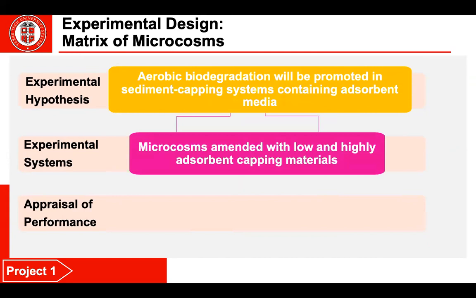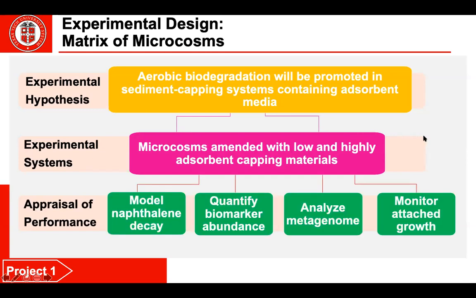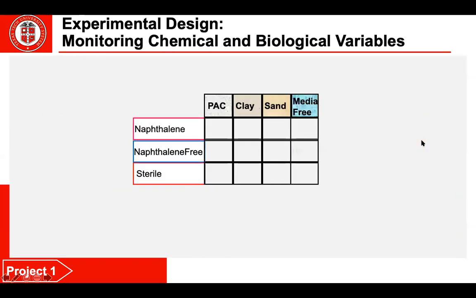We did examine both highly adsorbent capping materials, the clay systems and the activated carbon systems, and the low adsorption materials, being sand and no capping. We used a couple of different models to assess whether or not this worked. Tracking, in this case, naphthalene, which is a model PAH, decay. Looking at biomarkers associated with naphthalene transformation, looking at metagenomic data from the system, using 16S gene surveys, as well as just imaging growth.